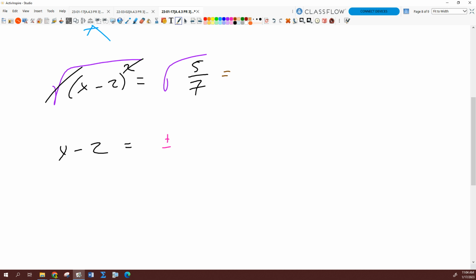I got to split it into separate square roots. Square root of 5 over square root of 7. I can't simplify either one, but there's no radicals in the basement. So what do I do? Multiply top and bottom.